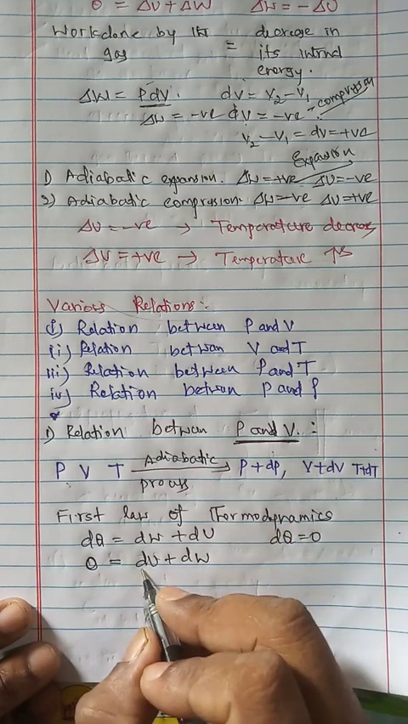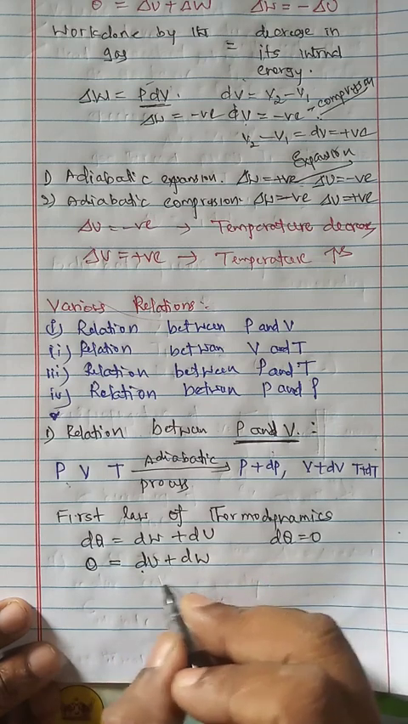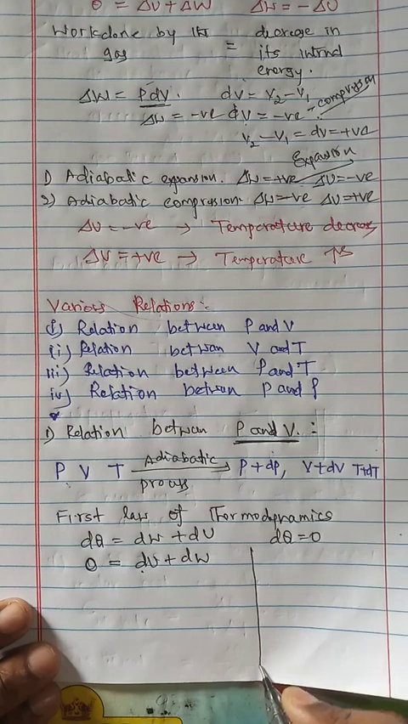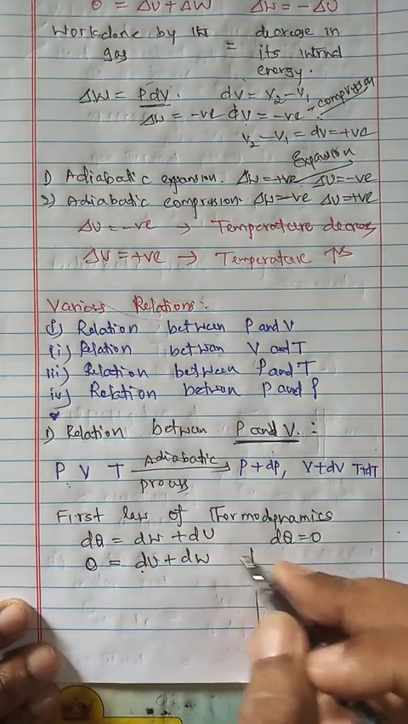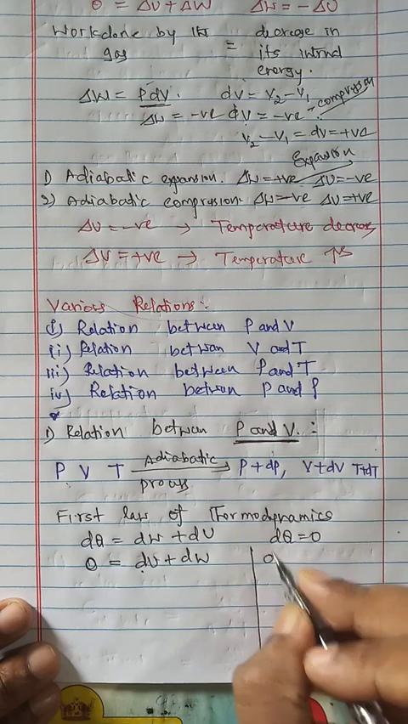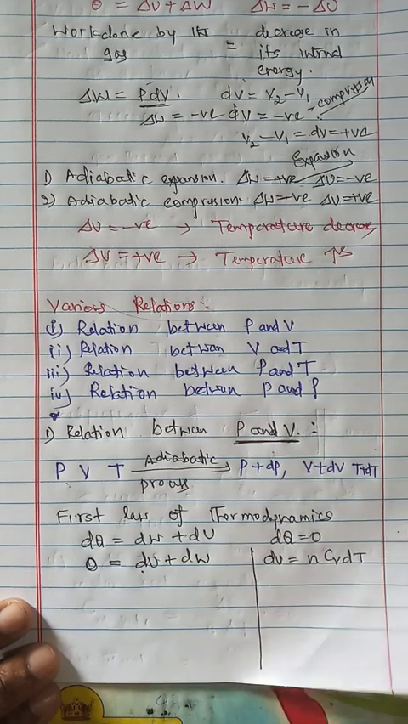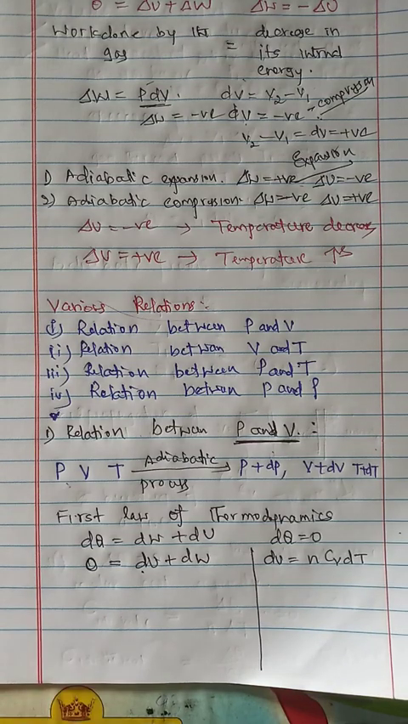Delta U is related to the temperature, and it is related to the specific heat at constant volume. What you are getting is dU given by n Cv dT. That relation I already explained in case of thermal properties of matter, in detail. If you don't know that, please go back to that topic and try to understand.